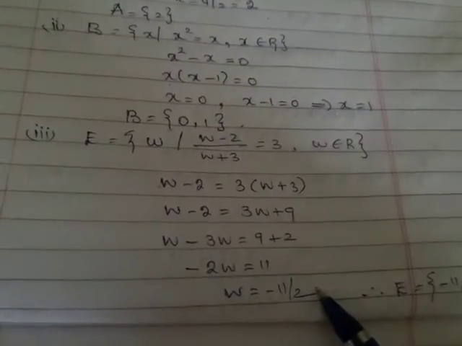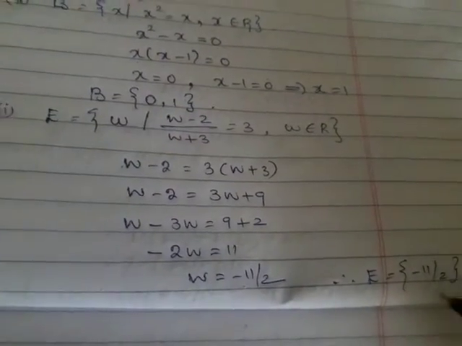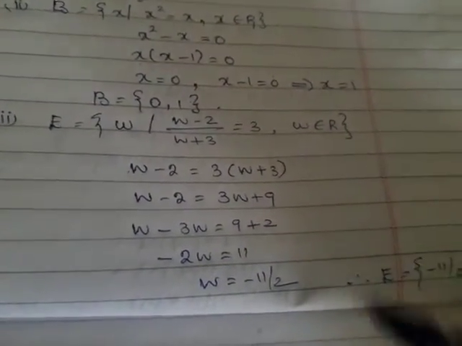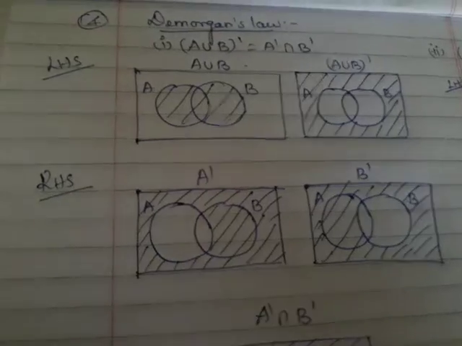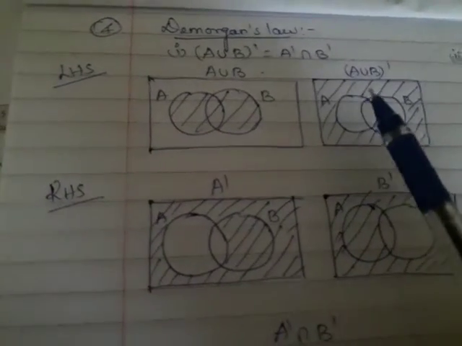The same way for the next subdivision also. You have to solve for W and find what answer you are getting. That will lie inside the set. Right? Next is verify De Morgan's law using Venn diagram.